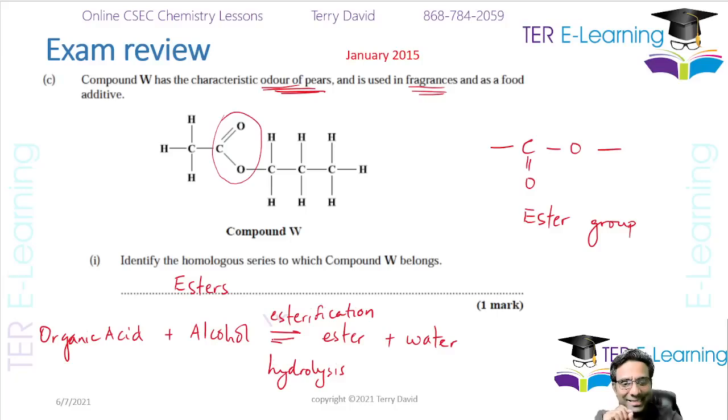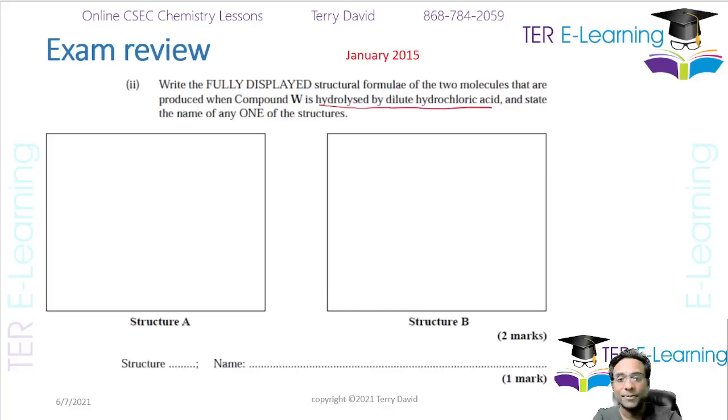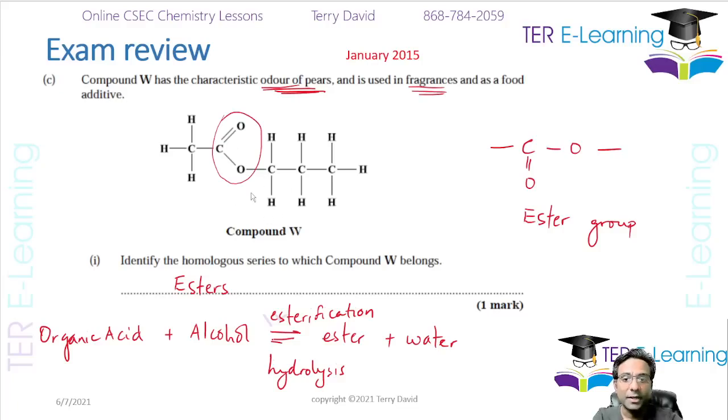When we do acid hydrolysis, like in this question, because they told us in the question that we hydrolyze using dilute hydrochloric acid, you'll get back your organic acid and your alcohol. So what we're going to do is break up the structure here, right? This part of the structure will be my acid part, and this part here gives me my alcohol part. That's what's happening here. So you have an acid part and an alcohol part.